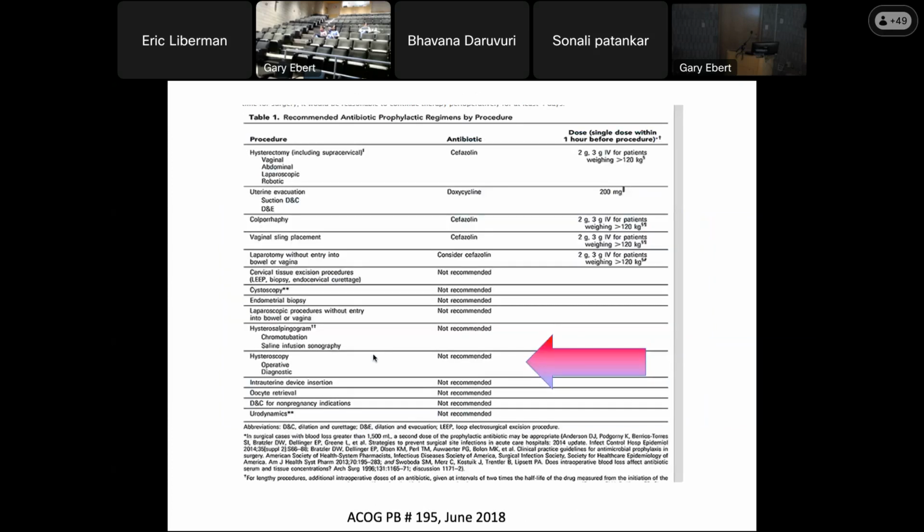Just to go over, this is just showing you that it's not necessary to give antibiotic prophylaxis prior to hysteroscopy.